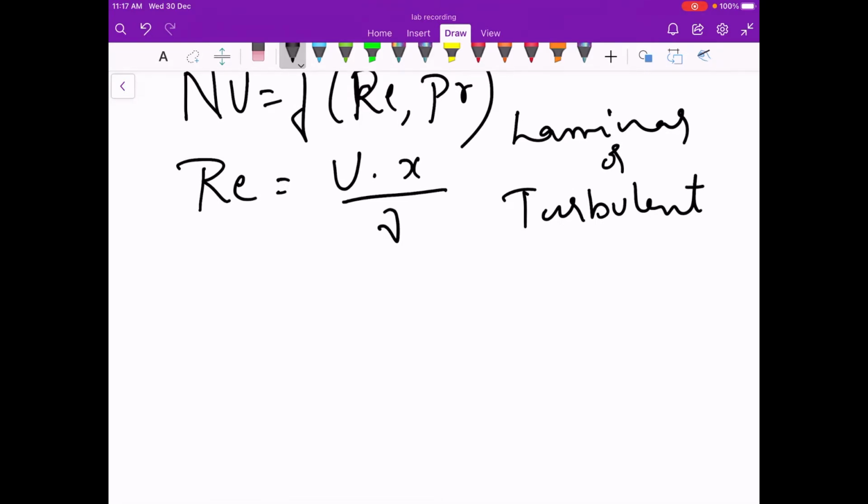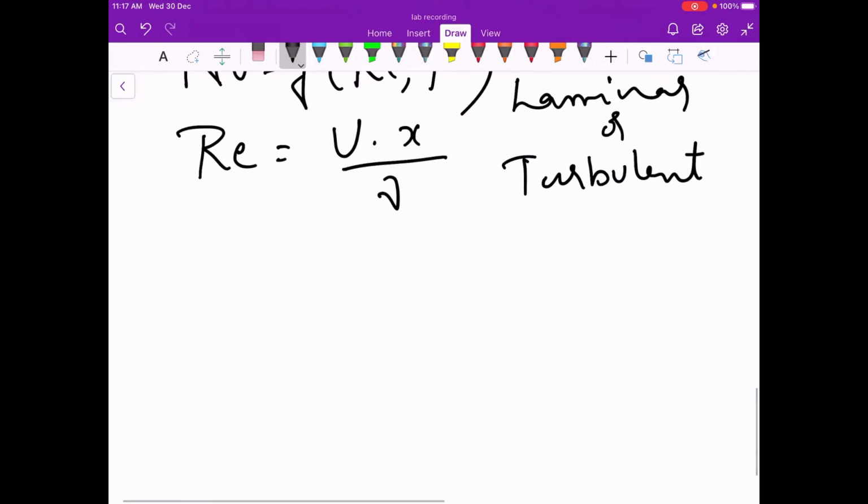If it is a laminar external flow, the first thing is you have to find out whether the flow is laminar or turbulent, and the second thing is whether the flow is internal or external. So first, you should know that Nu is a function of Re and Pr. Then you have to find out whether the flow is laminar or turbulent. Basically, Re is U into X over the kinematic viscosity. So what is Prandtl number?